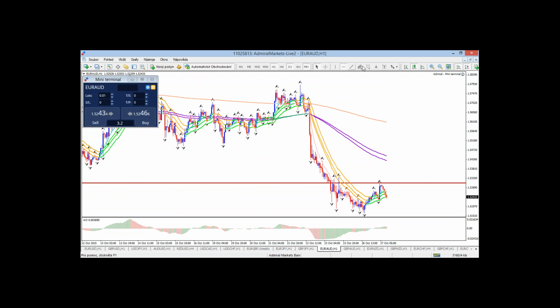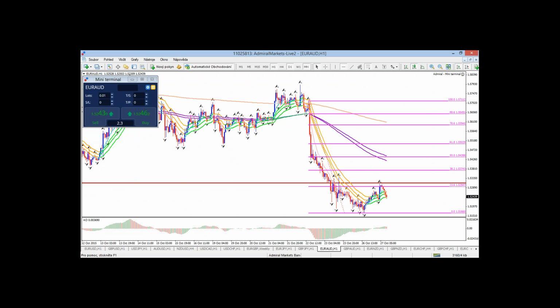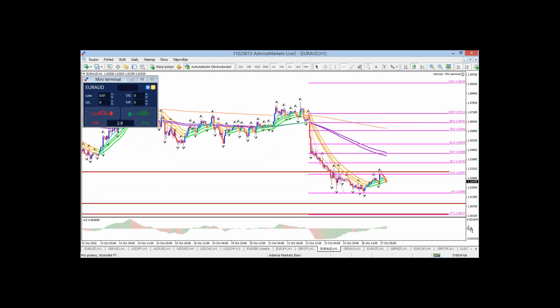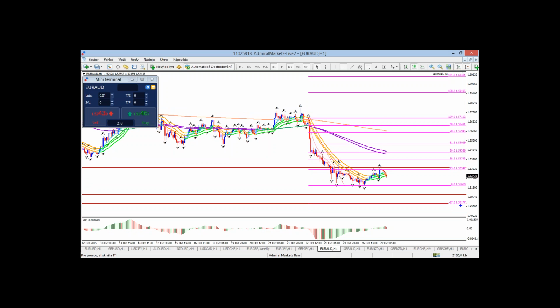Now, let's see. Put a fib from here to here. Minus 272 target at 150, for instance, here could be a good bouncing spot to the upside, or if it breaks above the 50 fib. Those will be two moments I think I'll be looking for.